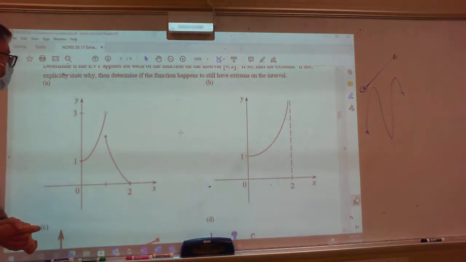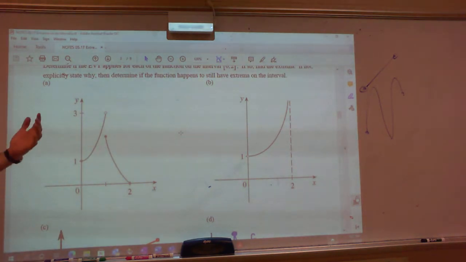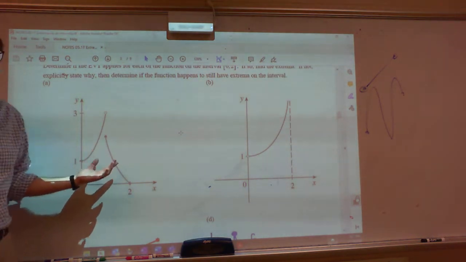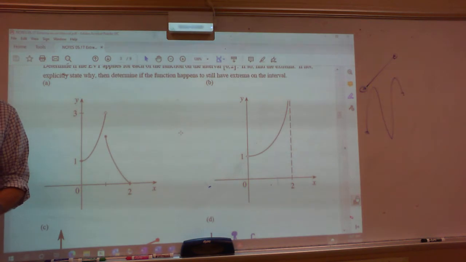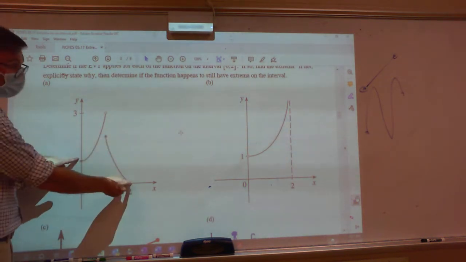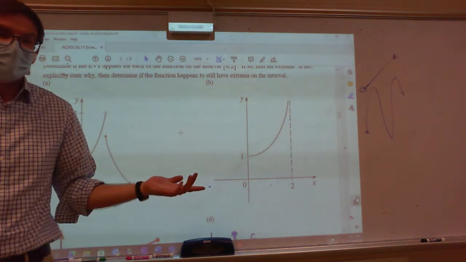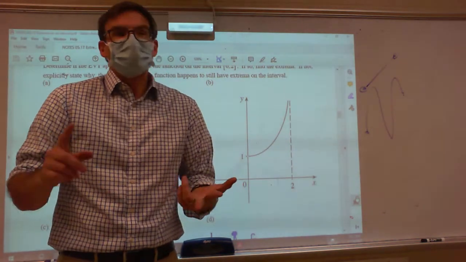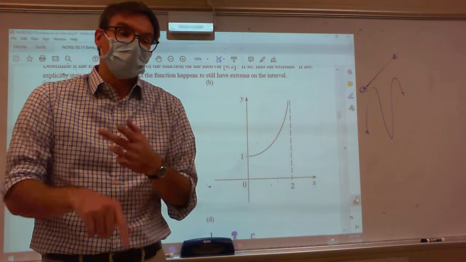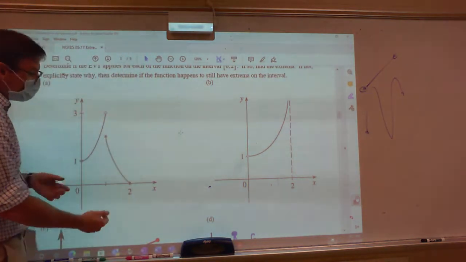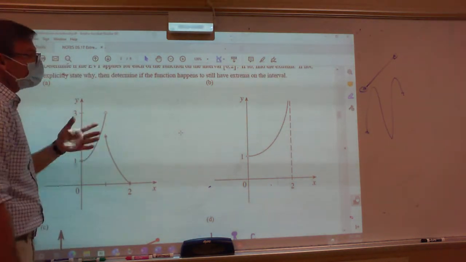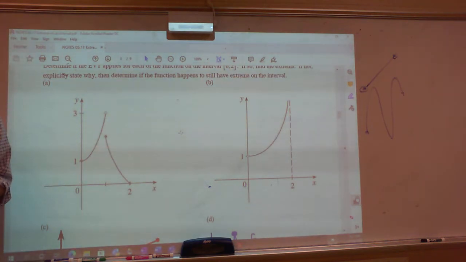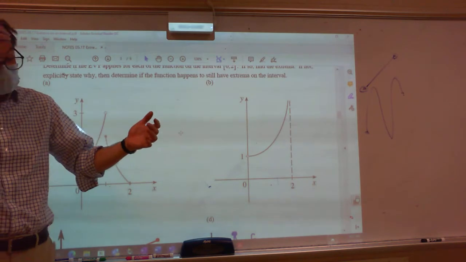So let's talk about why we don't have it. Is this continuous? No, it's not continuous. The endpoints are included, which is great, because there are two things that have to happen for you to have an extreme value: you've got to include the endpoints, but it also has to be continuous. So here the endpoints are included, but because it's not continuous, does it have a maximum? No. It happens to have a minimum, but the extreme value theorem doesn't work here.